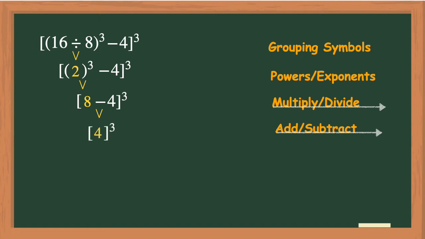Now, like the last problem, this exponent of 3 needs to be given to the value inside the bracket. So I will solve the power of 4 cubed to get a final answer of 64.